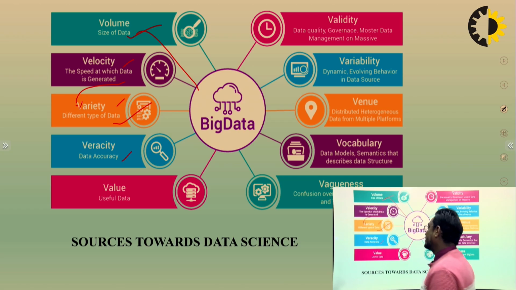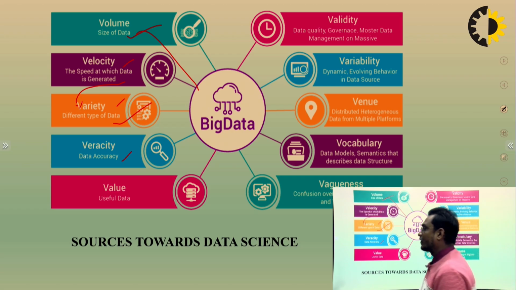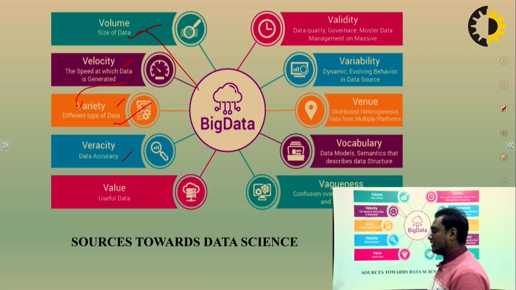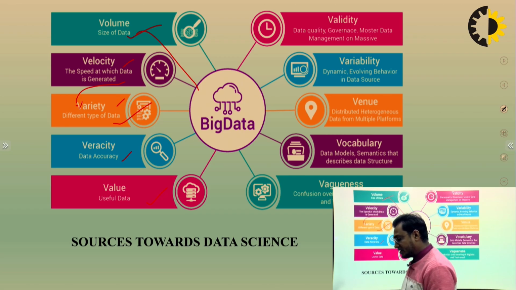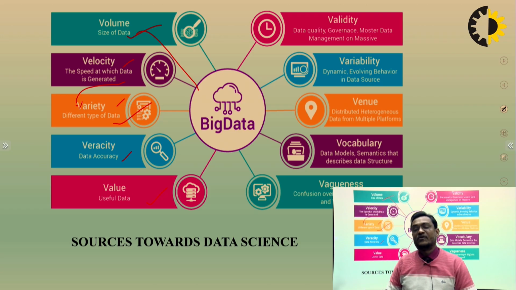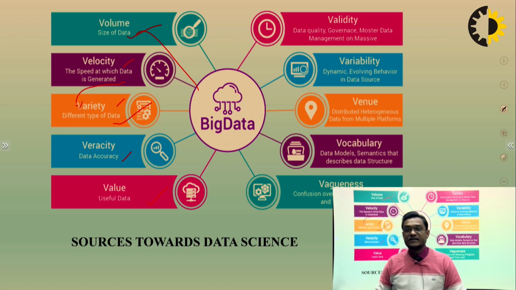Veracity. The data accuracy is very important. If your data is accurate, then processing is easy. Manipulation is easy. And value means useful data. It is very important. If the data is in a structured form, then processing is easy. And with the help of the processing, we generate different types of good models.